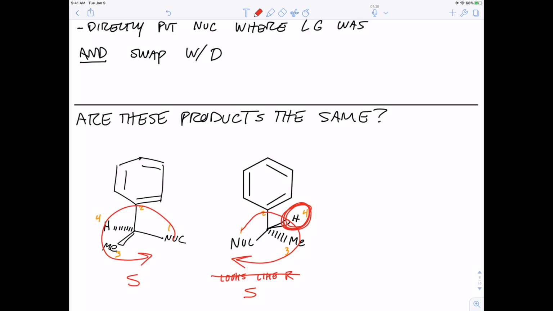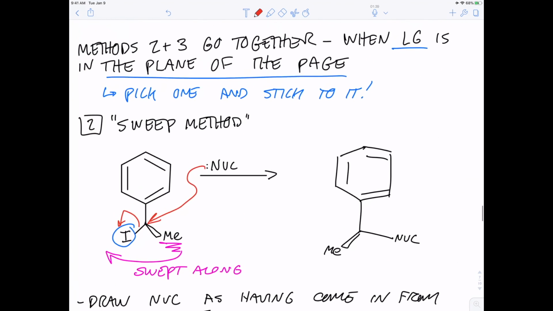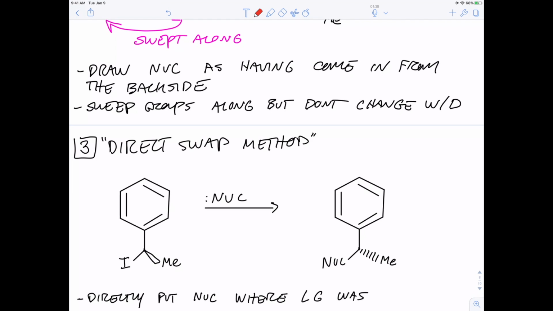So, turns out that even though these two products don't necessarily look like they're the same thing, they look like they might be enantiomers of one another. You can always check that by doing R and S, and both of these methods will give you the identical answer, the S stereoisomer. So, either way, your product is going to be the S isomer.